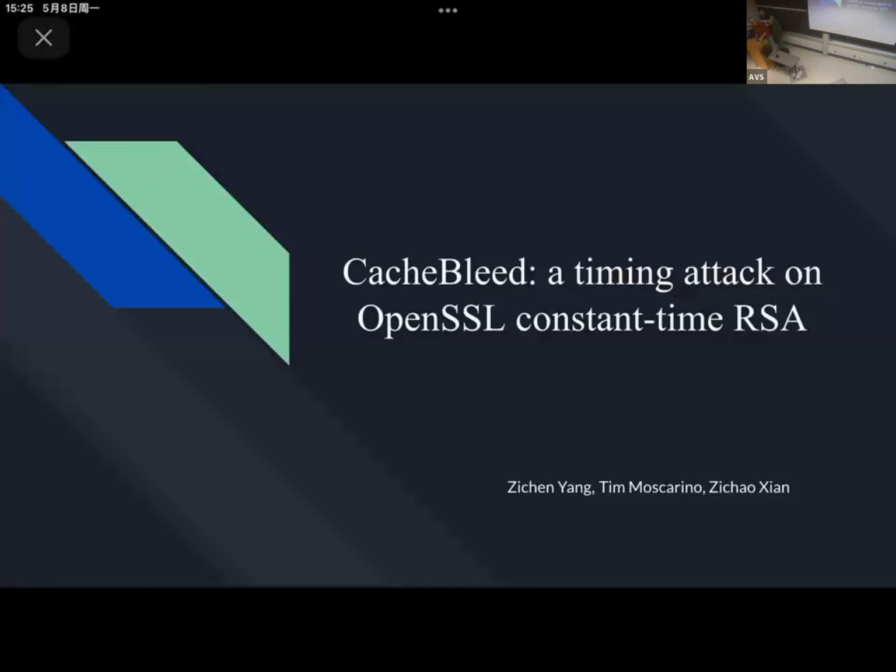All right. Hey, everybody. So I'm Tim. And we're going to present Cache Bleed, a timing attack on OpenSSL constant time RSA.